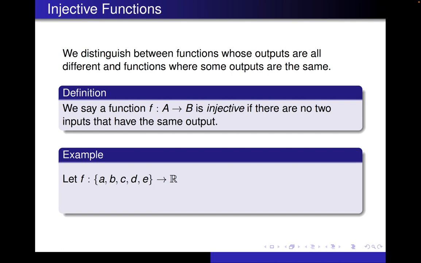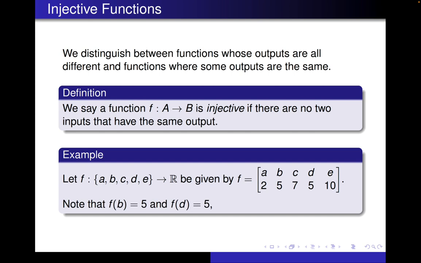So let's look at an example, f, where the domain is just a set of letters a, b, c, d, and e, and the outputs are going to be real numbers. Then we're going to define f as follows. The question is, is that going to be injective or not? If we look at the second and fourth columns, f of b is equal to 5. f of d is also equal to 5. That means we have two inputs that have the same output 5, which means that f is not injective.